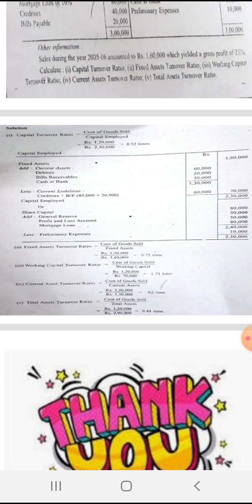Total asset turnover ratio is equal to cost of goods sold divided by total assets. Cost of goods sold is 1,20,000 divided by total assets 2,90,000, that is equal to 0.41 times. In this way we calculate the different turnover ratios.